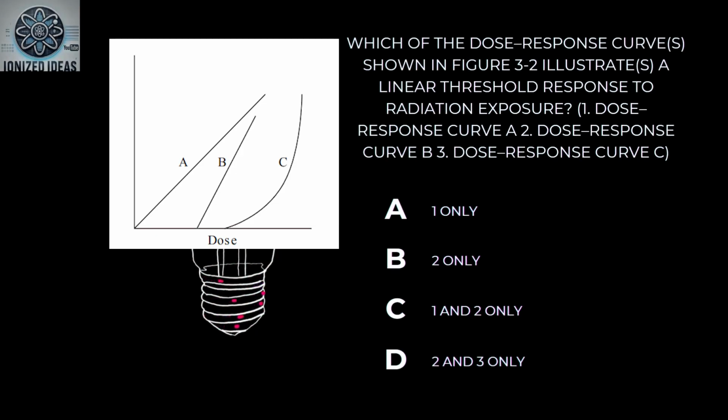Which of the dose-response curves shown in figure 3-2 illustrates a linear threshold response to radiation exposure? 1. Dose-response curve A. 2. Dose-response curve B. 3. Dose-response curve C. A. 1 only. B. 2 only. C. 1 and 2 only. D. 2 and 3 only.